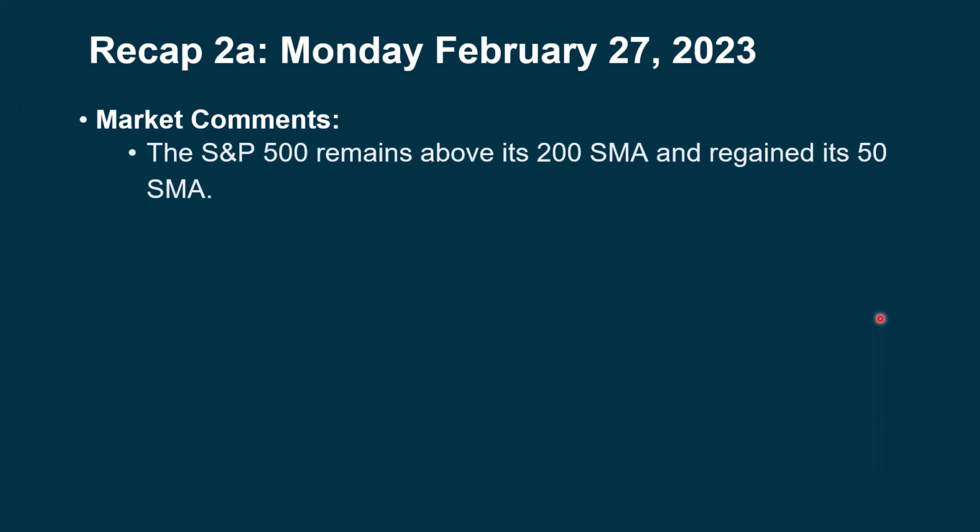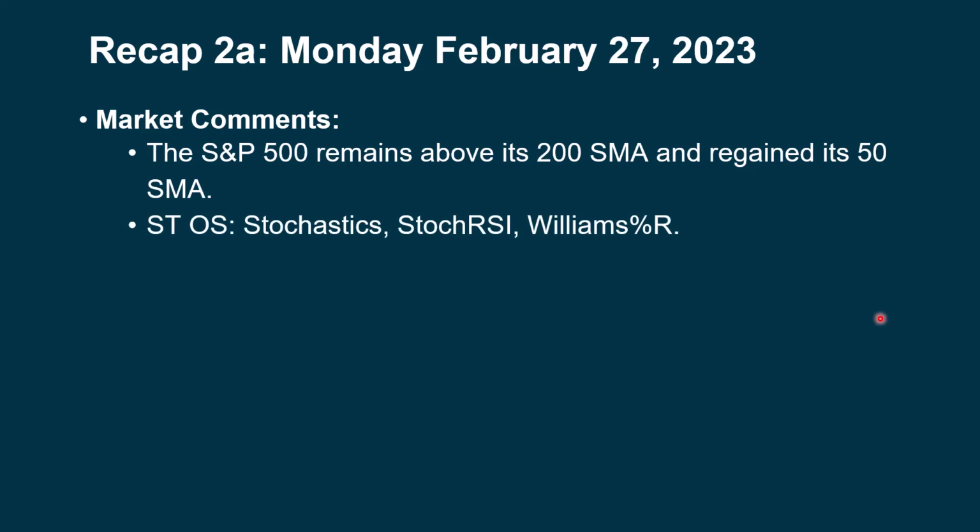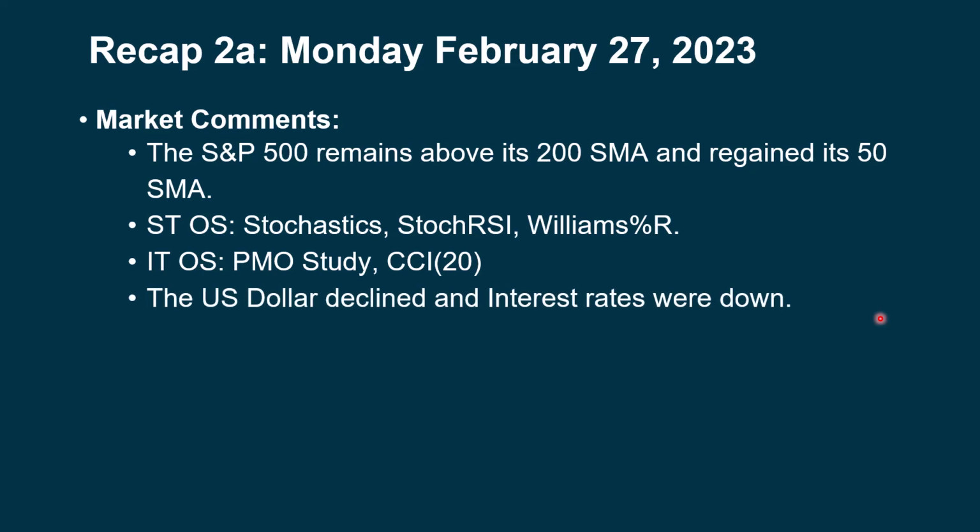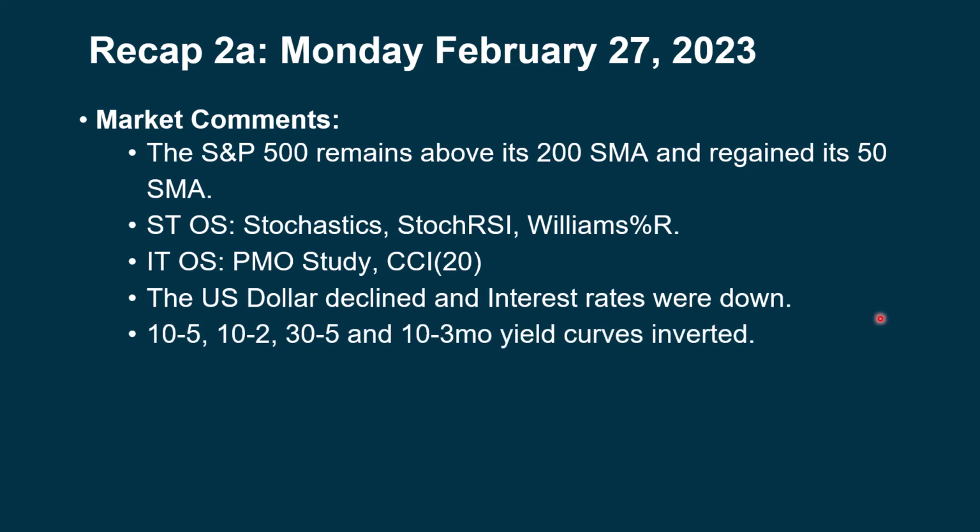What are some comments that we can make? The S&P is still above its 200-day moving average, and we regained the 50-period moving average in Monday's session. On a short-term basis, our stochastic, Stoch RSI, and Williams percent remain extreme negative, and I'll show you those charts. On an intermediate-term basis, the PMO study is still kind of extreme negative, as well as the CCI 20. Notice that the CCI 14 fell off of this list. The dollar was down, and interest rates were also down, and that gave some support to stocks. We still have all of our yield curves that remain inverted.